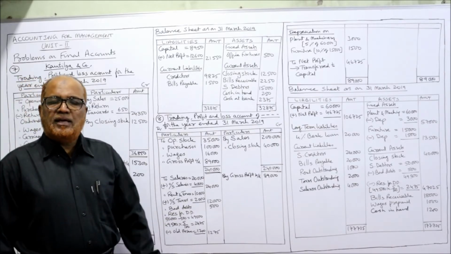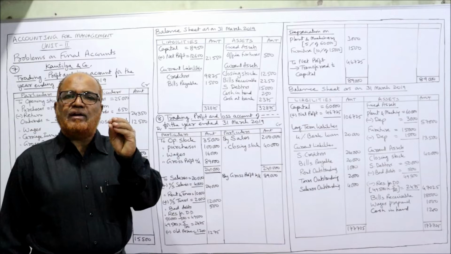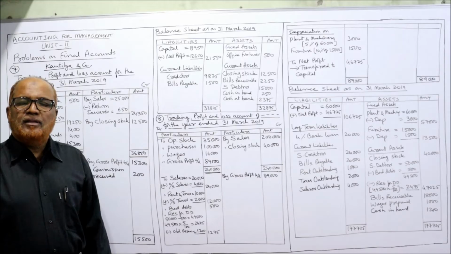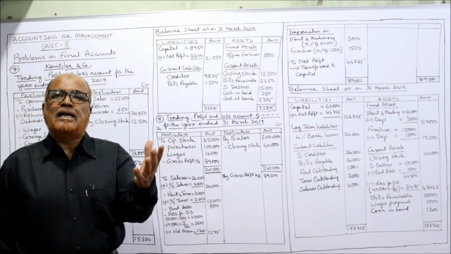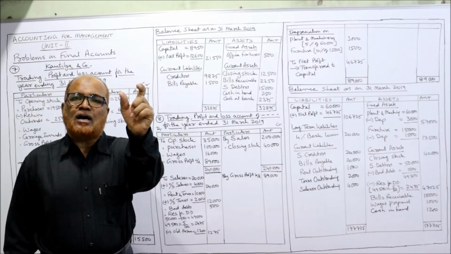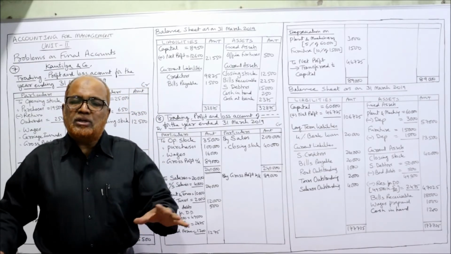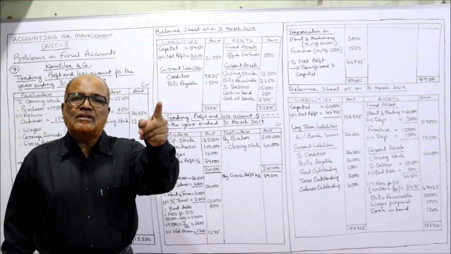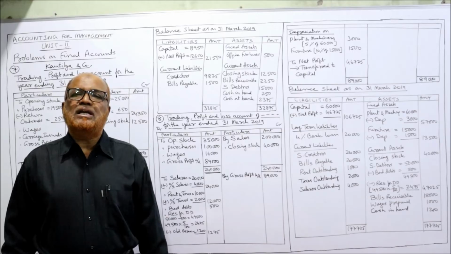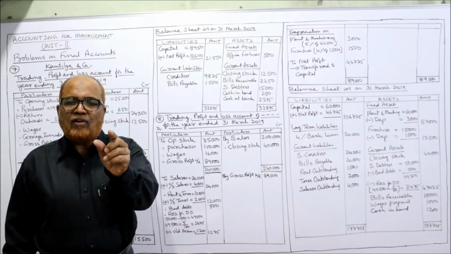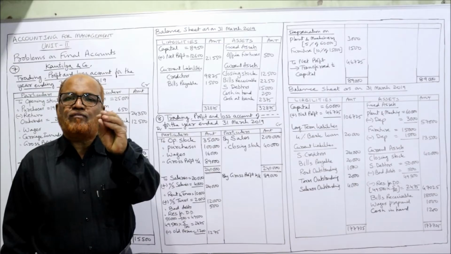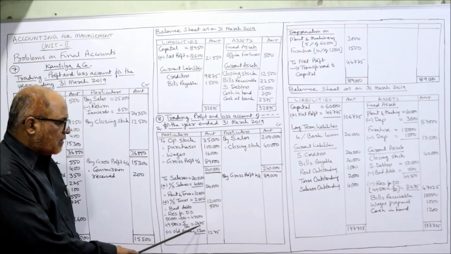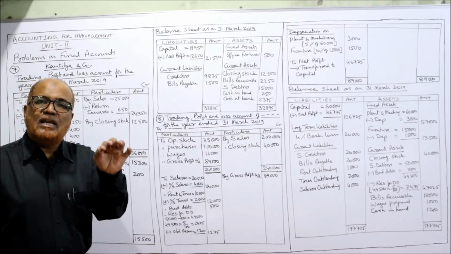Now bad debts. In the adjustment, it is given write off 500 rupees bad debts. So bad debts 500. Now new reserve. The new reserve should be created on the good debts. Good debts means total debtors minus bad debts. The total sundry debtors are 50,000 and bad debts are 500. So 50,000 minus 500, you will get 49,500. On that 49,500, we have to create the reserve of 5%. So 49,500 into 5 by 100, you will get 2,475. This 2,475 is the new reserve.